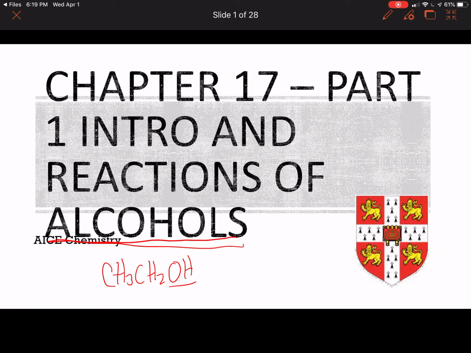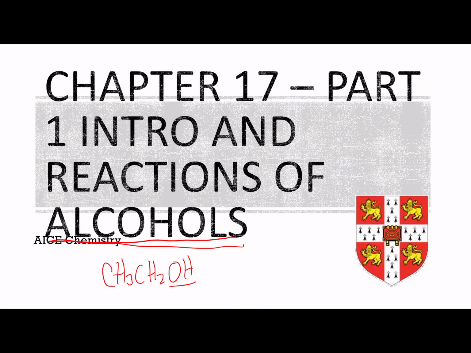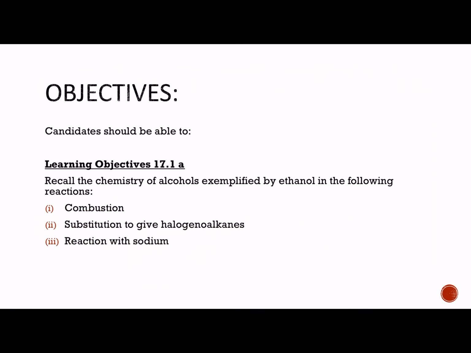And so we actually already did begin to work with alcohols last chapter because we did nucleophilic substitutions where the product would end up becoming an alcohol. And so now we're going to see what alcohols can do. And so the learning objectives, and this is going to be for the first part of the lesson, is to recall the chemistry of alcohols, exemplified by ethanol in the following reactions: combustion, substitution, and in the reaction with sodium.